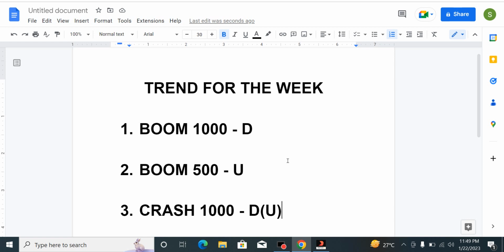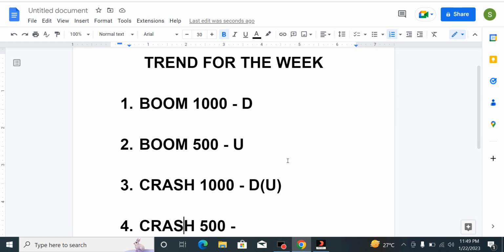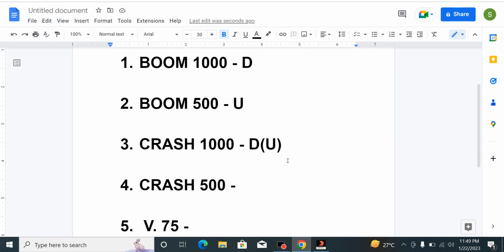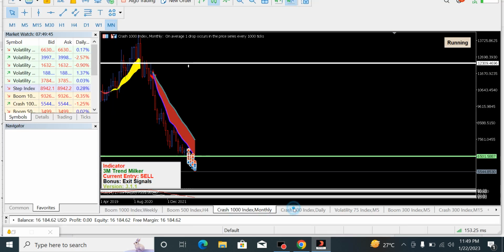Okay, but at the moment it has gotten to a stage whereby it should go back into a buy trend. So that is why we expect it to go back fully into a buy trend any moment from now. Okay, so the next asset is going to be Crash 500. Let's check it out right away.